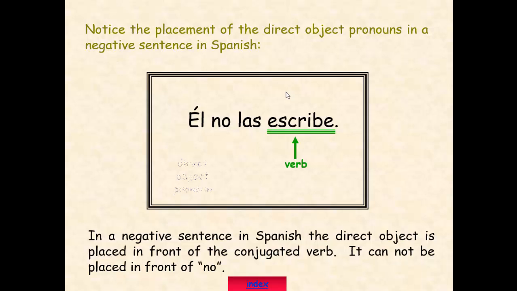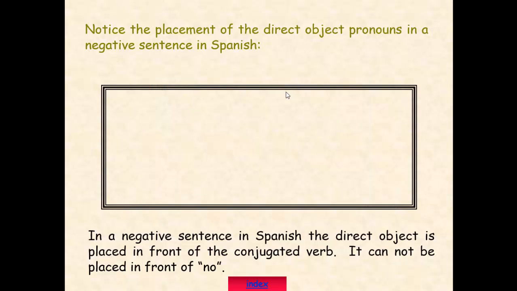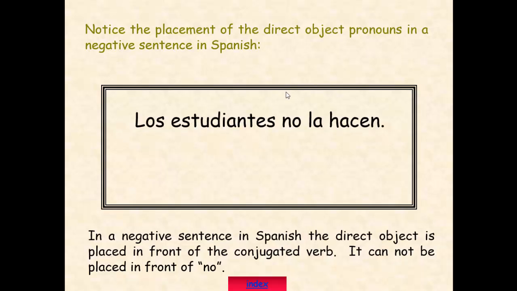See the verb. There's our direct object pronoun. Okay, here's another one. Los estudiantes no la hacen. There's our verb. There's our direct object pronoun.